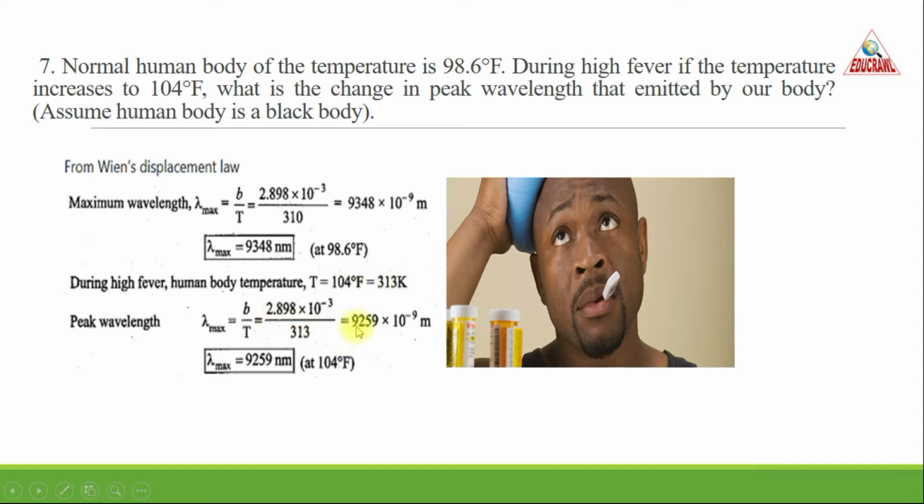Kelvin. So the answer is 9259 into 10 power minus 9 meter. So once again 10 power minus 9 is nano, hence the value of wavelength is 9259 nanometer at 104 degree Fahrenheit.